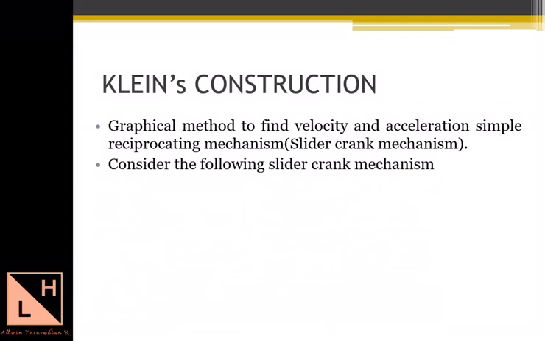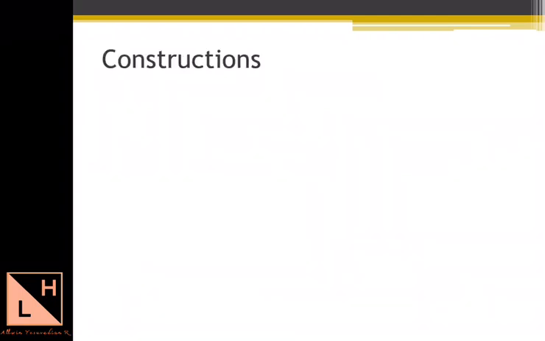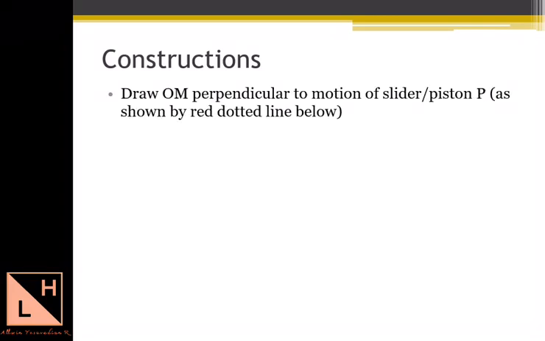So let us just consider a simple slider crank mechanism, what we see here in the slide. This slider crank mechanism is made up of the crank OC as you see here, and the point O is a fixed one, and there is a connecting rod CP, and P is acting as a slider. So we have the slider and the crank, which we call a slider crank mechanism. In order to construct the Klein's diagrams, we need to follow certain steps in the given slider crank mechanism, which will lead us in obtaining the Klein's diagrams.